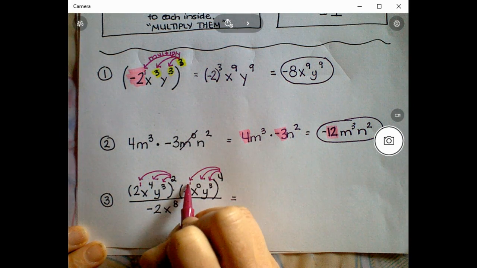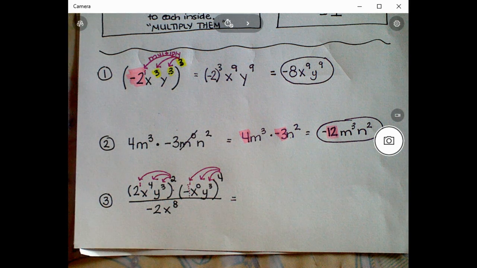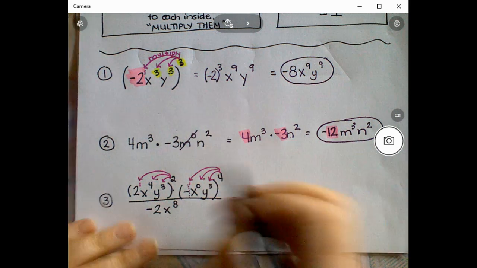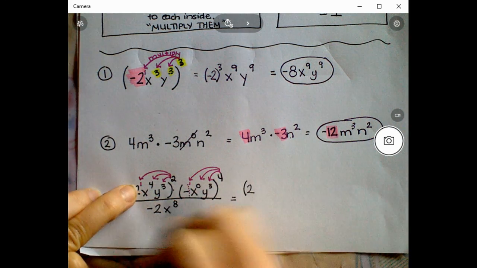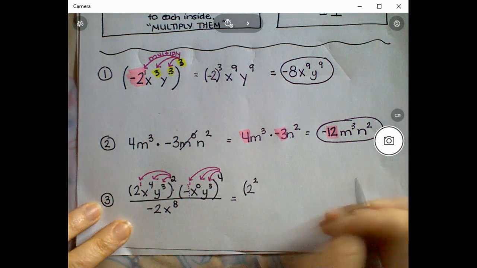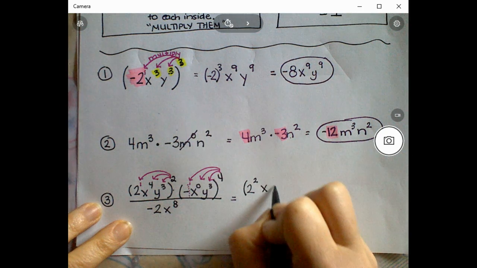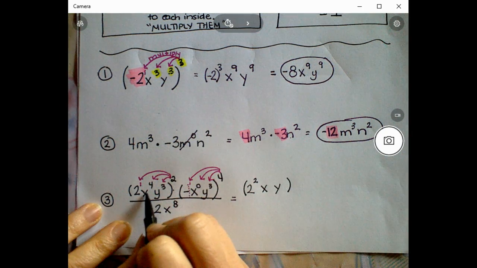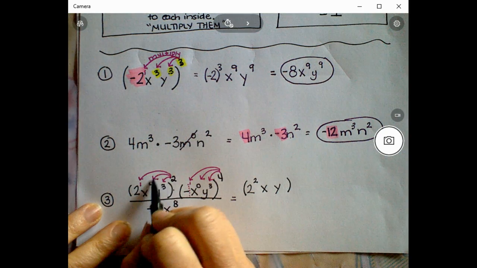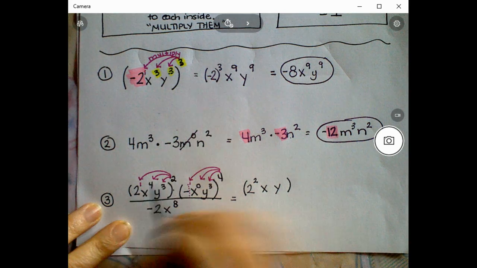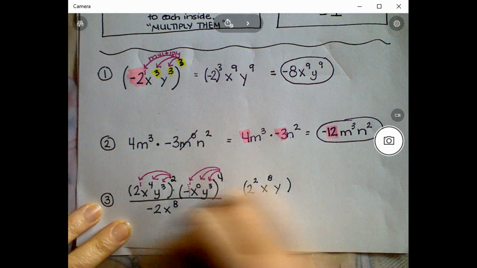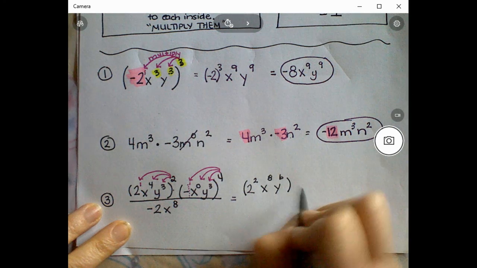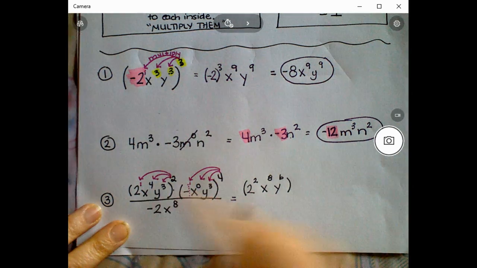Remember, this is like an implied 1 in front, negative 1. So 1 times 2 is 2. X, y. When you're doing power to power, you multiply. 2 times 4 is 8. 2 times 3 is 6. So that takes care of this part.